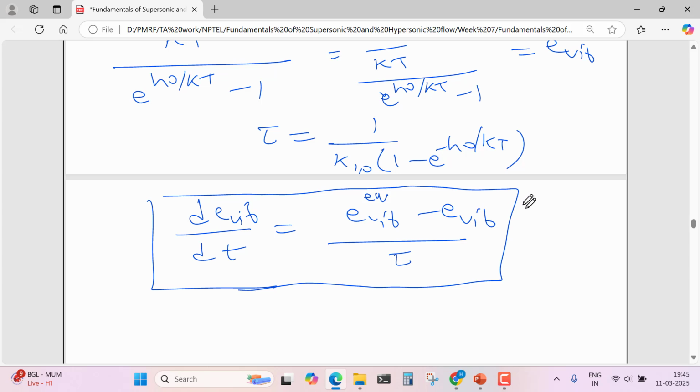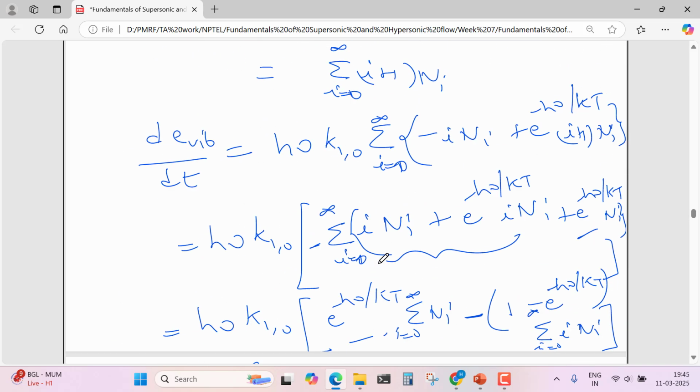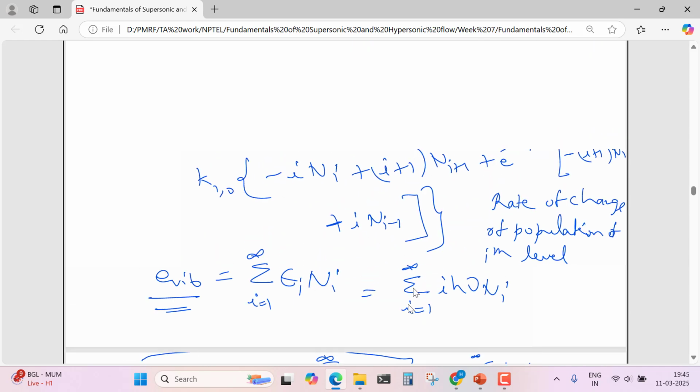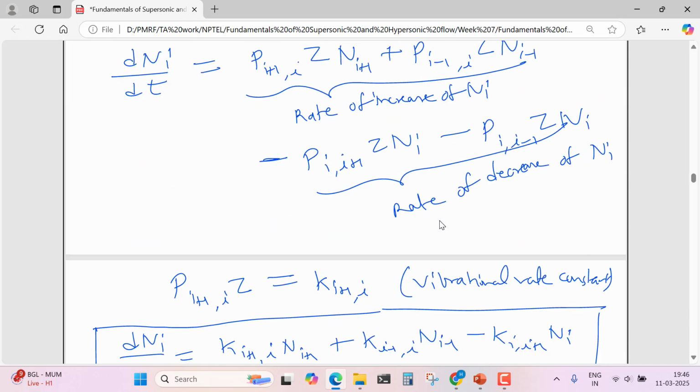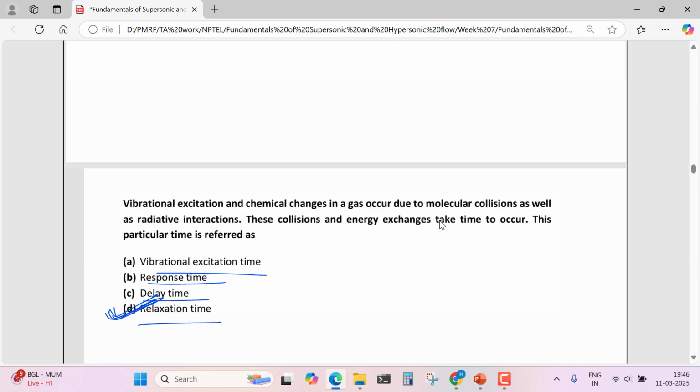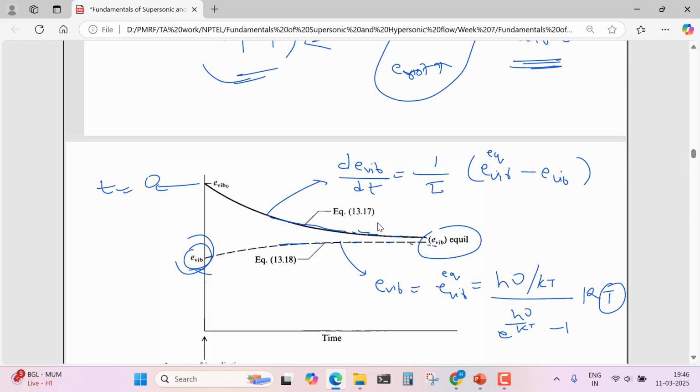This equation is called vibrational rate equation. This equation only I have plotted before. I found the plot of this before. This one. This was the plot only.